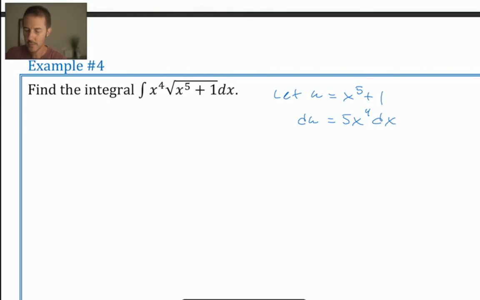One thing that I see a lot of students forget is to tack that dx onto the end. Especially if you're going forward into a Calc 2 class, you want to be including that dx.